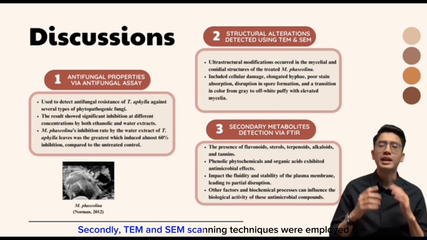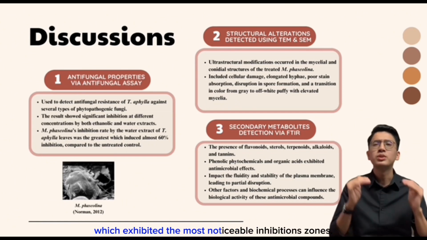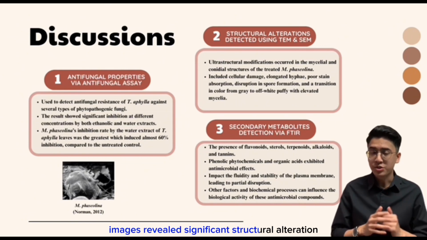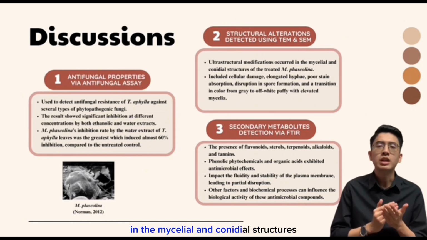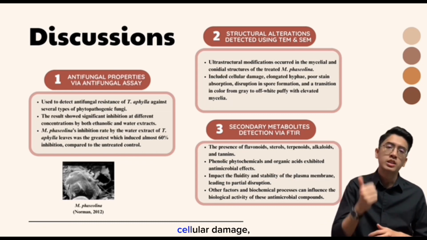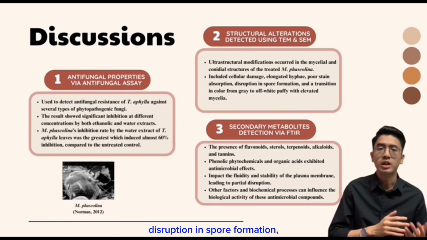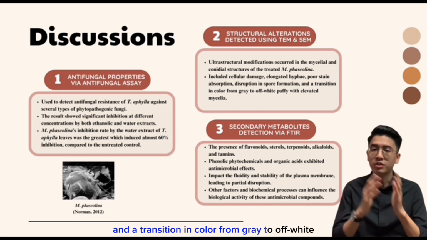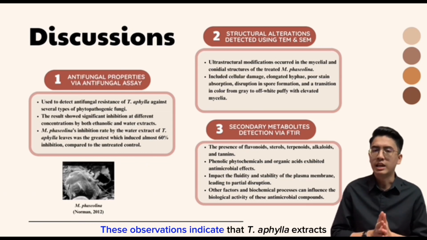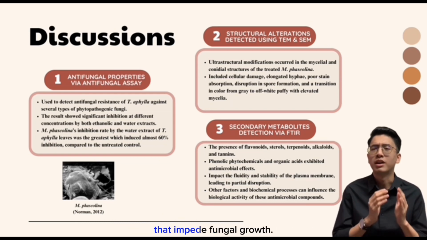Secondly, TEM and SEM scanning techniques were employed to examine M. phaseolina, which exhibit the most noticeable inhibition zones. The microscopic images revealed significant structural alteration in the mycelial and conidial structures of the treated fungus. These changes include cellular damage, elongated hyphae, poor staining absorption, disruption in spore formation, and transition from the color grey to off-white puffy, and also elevated mycelia. These observations indicate that the aphylla extract induces ultrastructural modification that impedes fungal growth.